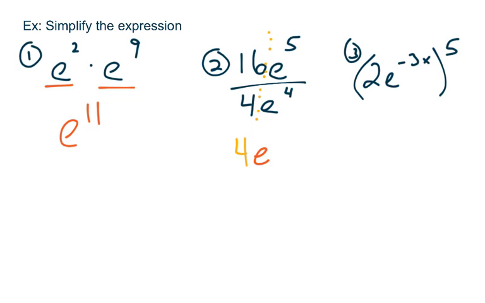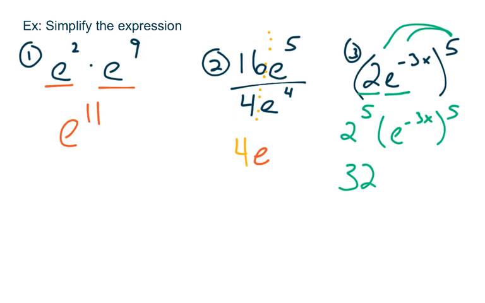For the last one, (2e to the negative 3x) to the 5th power. The base here is e, and then we're also multiplying by 2. So we've got two things being multiplied together, so it's a product, and we're raising that product to a power, so we can distribute that power to both parts of the product. So this becomes 2 to the 5th times (e to the negative 3x) to the 5th power. 2 to the 5th power is 32.